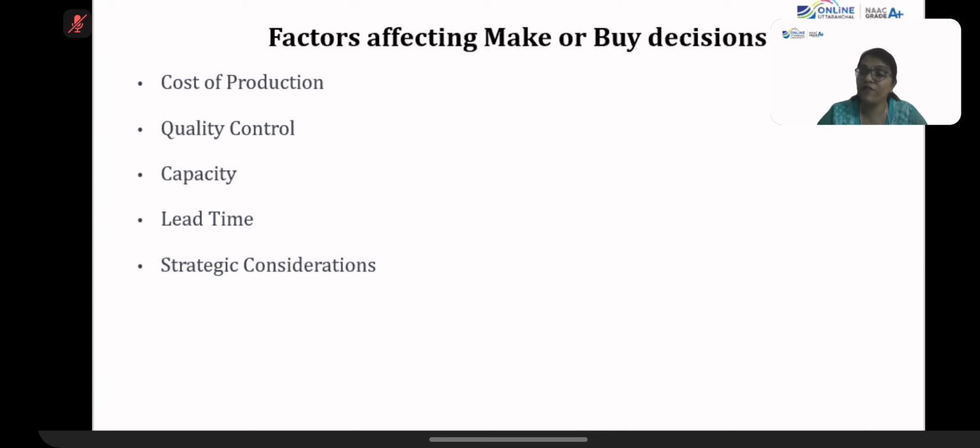Correct, if you are giving it before the time. And strategic consideration, that means you have to maintain the competencies, focus on innovations, and manage the risk. So in short, you can say make or buy decision involves, students, the balance of cost, quality, capacity, and timing, so that you can ensure the company makes the most efficient and competitive choice. Okay.